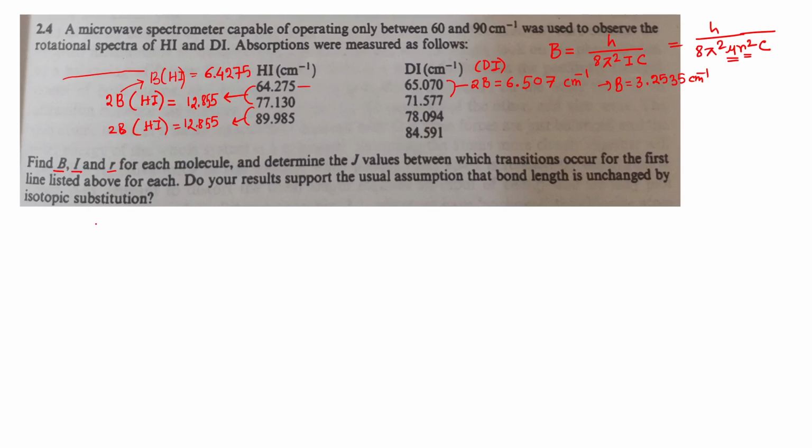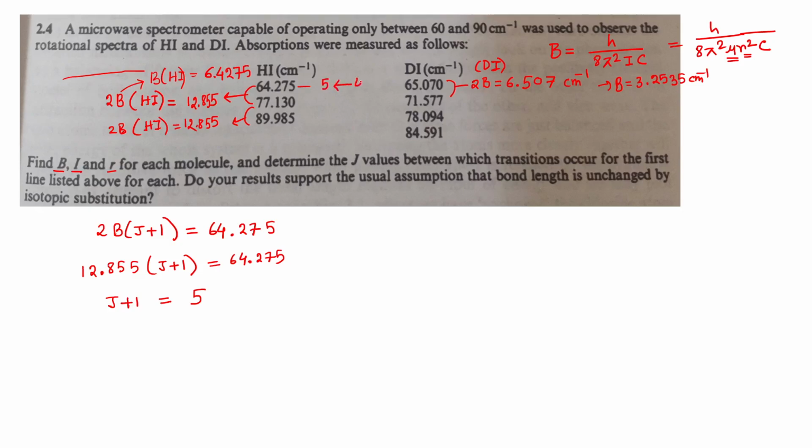So the gap would be 2B into J plus 1. So that is your 64.275, the first line, right? You know 2B is 12.855, times J plus 1, equals 64.275. So what is J plus 1? It is close to 5, right? It is actually 5. Okay. So if your J plus 1 is 5, then the transition was from 4 to 5, right? Yes. Now, if that is the case, then this part is done.